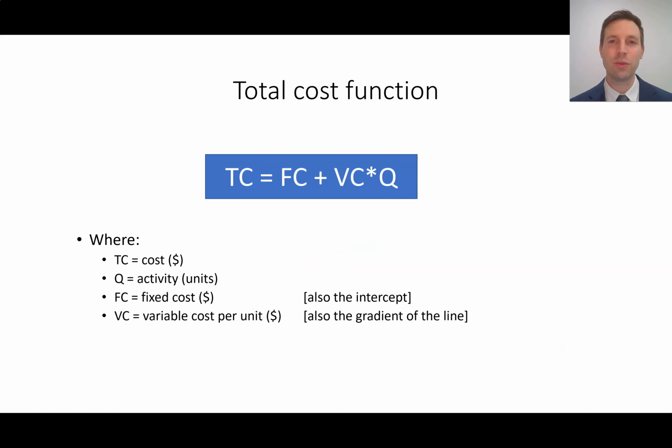We can express mixed costs using this total cost function. So the total cost is equal to the fixed cost plus the variable cost times the quantity of products. The fixed cost here, if you remember back to your high school mathematics, is the intercept point. And the variable cost is the gradient or the slope of the line.